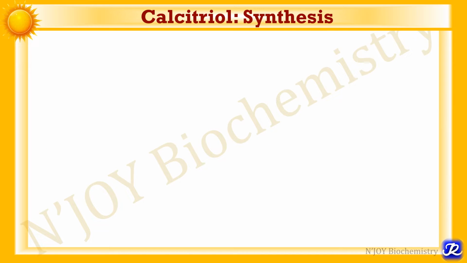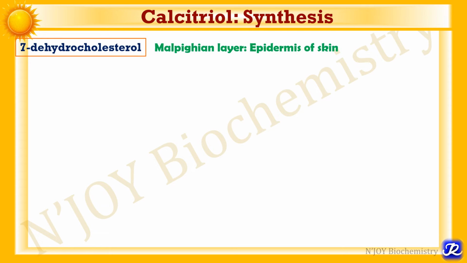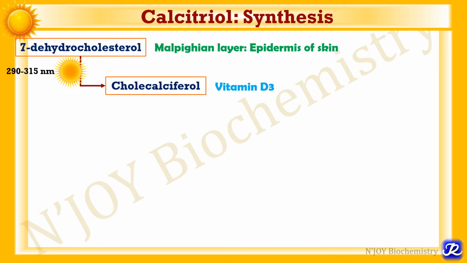Now let's see how the synthesis of calcitriol, that is the active form of vitamin D3, occurs in the human body. We know that the provitamin form of cholecalciferol, that is 7-dehydrocholesterol, is present in the Malpighian layer of the epidermis of skin, and on exposure to sunlight, that is a wavelength of 290 to 315 nanometer, there is formation of cholecalciferol, that is vitamin D3, from 7-dehydrocholesterol. Now this cholecalciferol is transported to the liver, where 25-hydroxylation occurs by the action of the enzyme 25-hydroxylase.